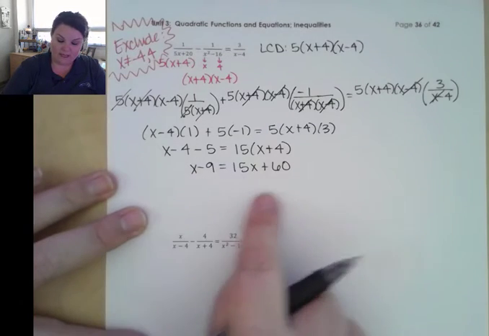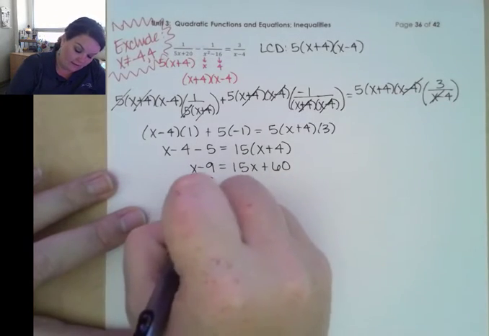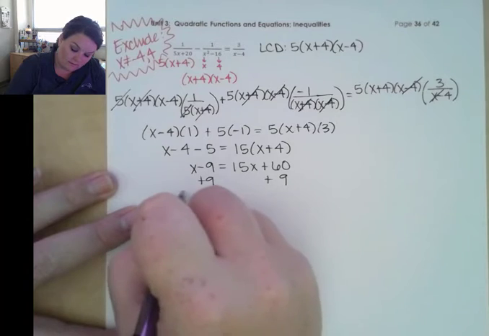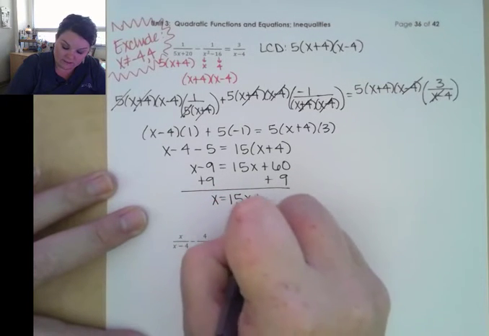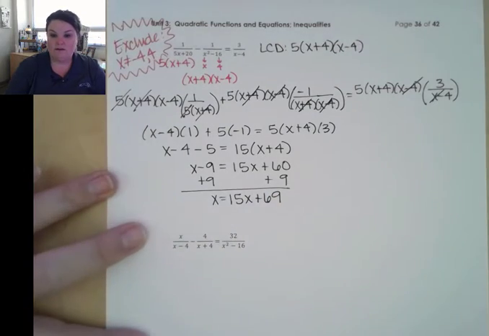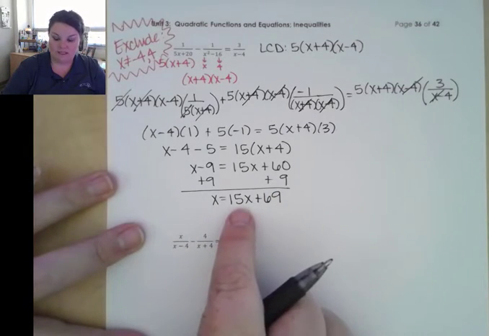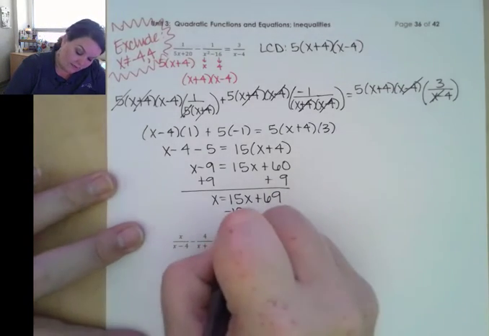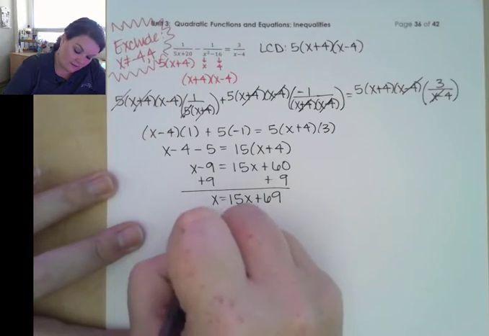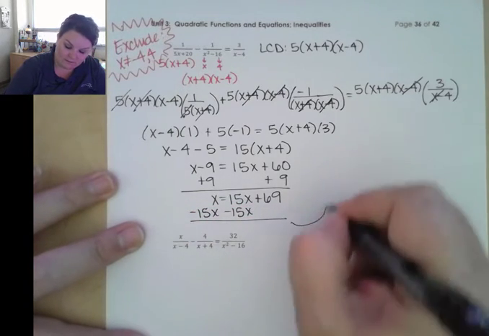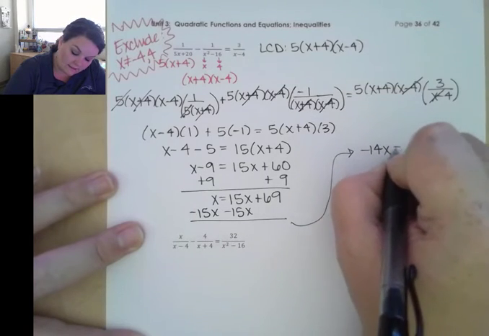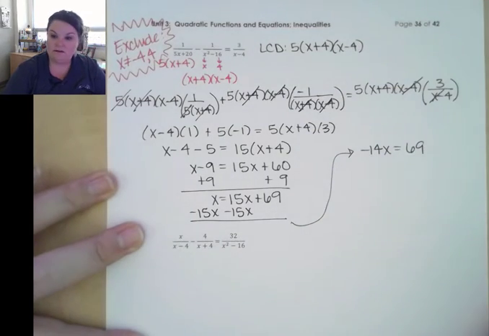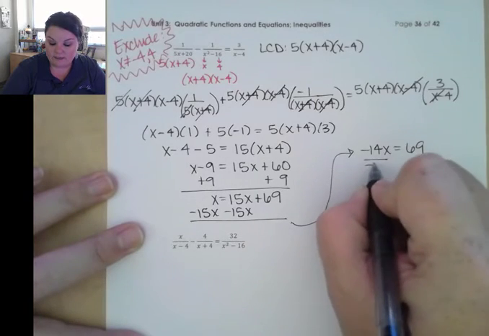And then I move my 9 to the other side by adding. So this gives me x is equal to 15x plus 69. And then I need to get my x terms together. So I'm going to go ahead and subtract 15x from both sides. And I'm going to come up here because I ran out of room. So that gives me negative 14x is equal to 69. And then I divide off my negative 14.